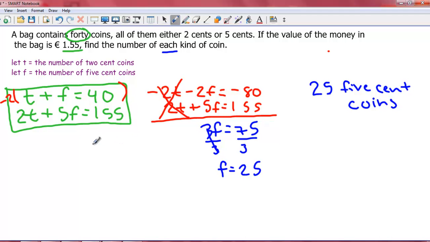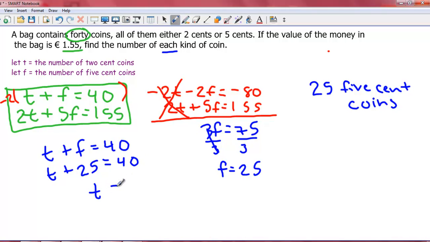So if we use one of our original equations, t plus f equals 40, then we can plug in that 25 here and solve for t. So when we subtract 25 from both sides, we end up with t equals 15. Alright, so we also have to say what that stands for. Our let statement says that t equals the number of 2-cent coins. That means that we have 15 2-cent coins.